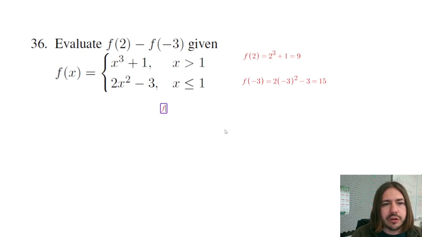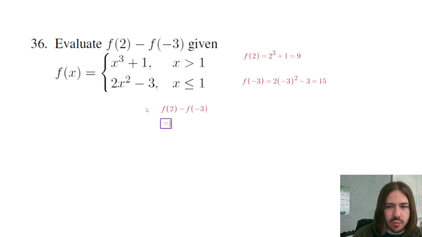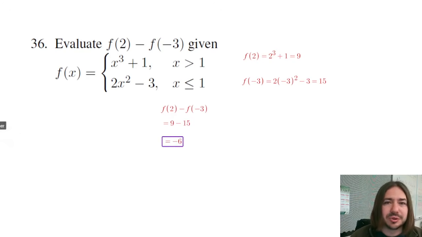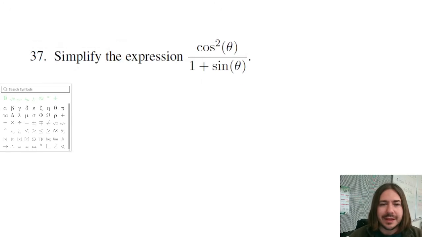So if we're looking for f of 2 minus f of negative 3, that would be equivalent to asking what is 9 minus 15, and 9 minus 15 is going to be negative 6, which is our answer for number 36. Number 37 says simplify the expression cosine squared theta over 1 plus sine theta.